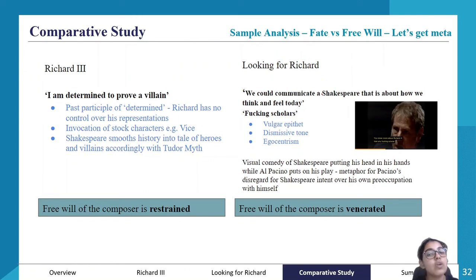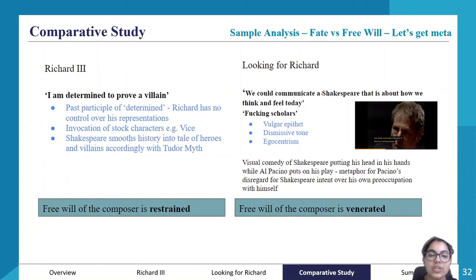The invocation of the stock characters, for example, the vice. He's a vice character. Shakespeare smooths history into tales of heroes and villains according to the Tudor myth. So there's no nuanced representation of it. There's no complexity shown. It's just villain versus hero. It's just good versus evil. Richmond is good, Richard is evil. That's what Shakespeare's showing. And so the free will of the composer is restrained. Think about it that way. Like the composer himself is restrained to show it in a certain way because that's what his context requires.